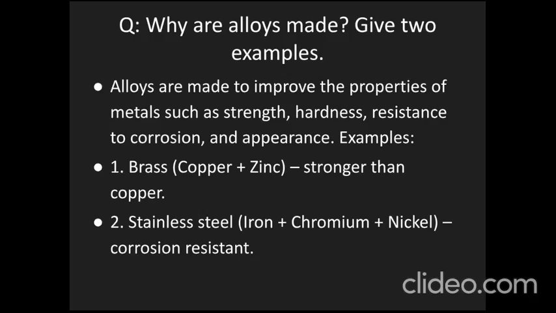When we talk about brass, it is a mixture of copper plus zinc, which is stronger than copper. So to give it strength, we add zinc to it to make it stronger. Similarly, when we talk about stainless steel, iron is mixed with chromium and nickel and it becomes corrosion resistant. Now, there will be no stain or corrosion or rust on iron because now it has been changed into stainless steel.